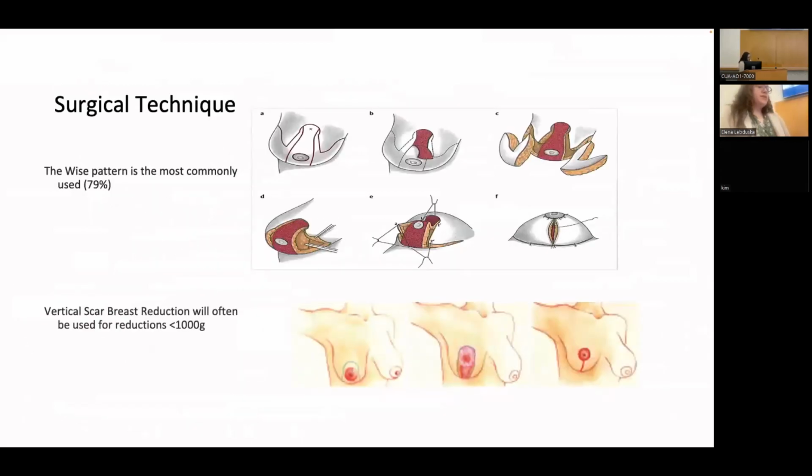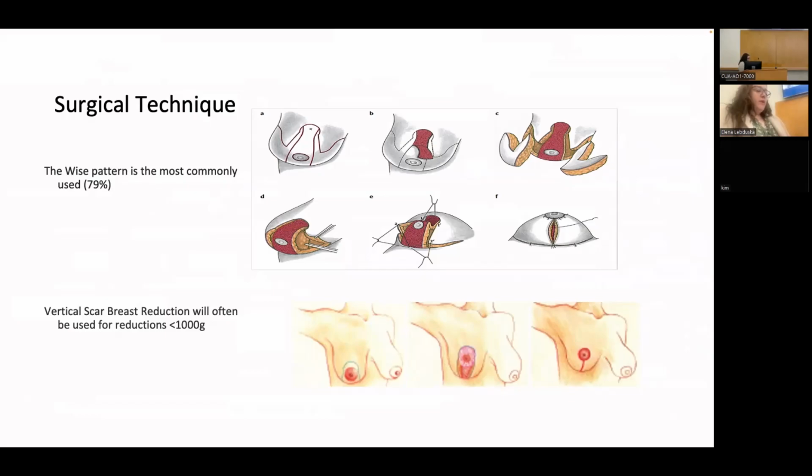The most common surgical technique is known as the WISE pattern. The WISE pattern creates an inverted T-scar. This technique resects skin from the lateral, medial, and inferior aspect of the breast. This type of procedure can be done at any breast size and shape and allows for the transposition of the nipple areola complex without disruption of the nerve and blood supply.